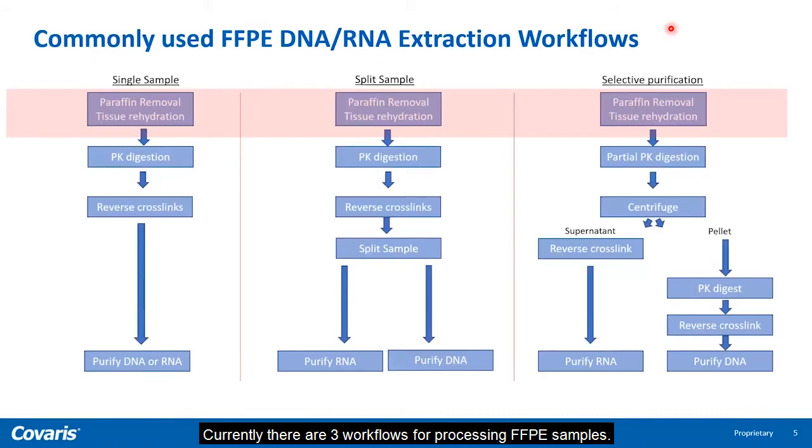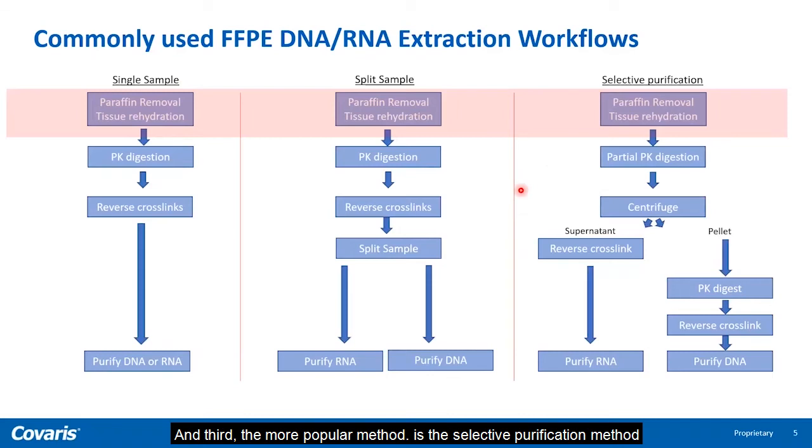Currently, there are 3 workflows for processing FFPE samples. One can start with a single sample and then take it through paraffin removal, tissue rehydration, PK digestion, reverse crosslink, and purify either DNA or RNA. Second, you can start with a single sample, but then split the sample after the reverse cross-linking step. From one, you can go ahead and purify the RNA. With the other, we can go ahead and purify the DNA. In this workflow, you do sacrifice the amount of RNA and DNA that you get from one sample.